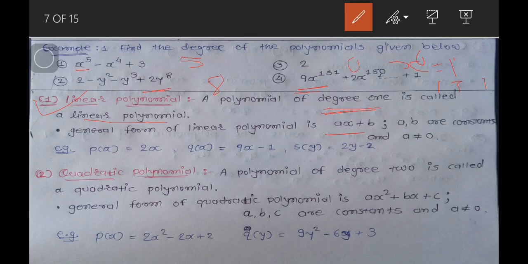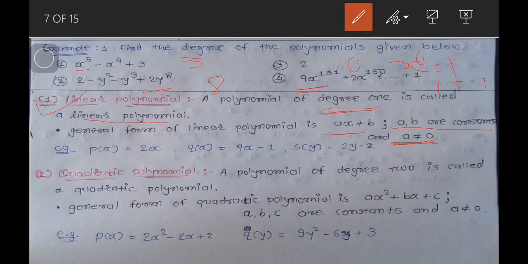We describe all linear polynomials as ax plus b, where a and b are constants, and here we note that a is not equal to 0. A can never be 0. If the variable has degree 1 and its coefficient is never 0, then it is called a linear polynomial. Some examples are given here.